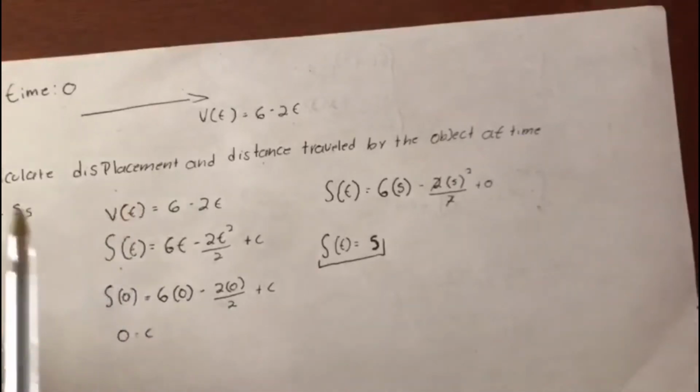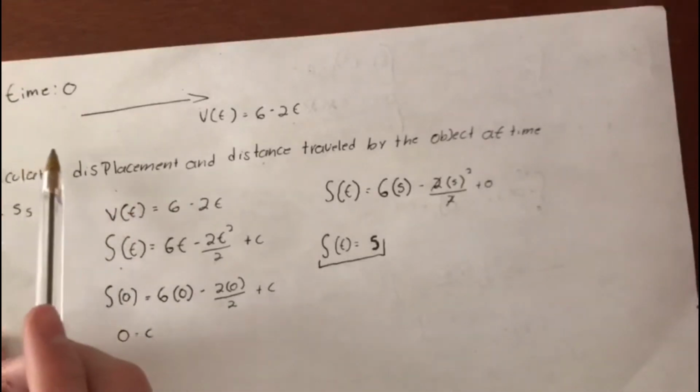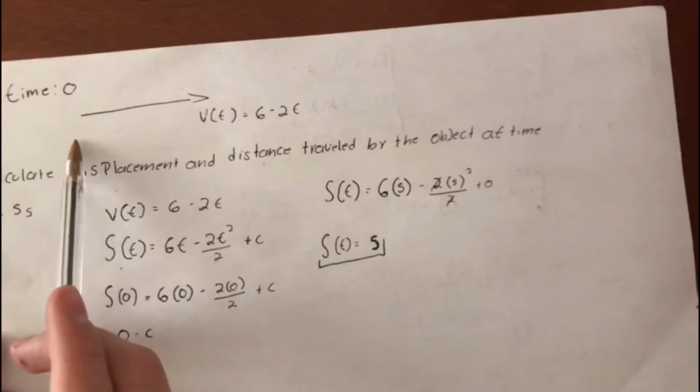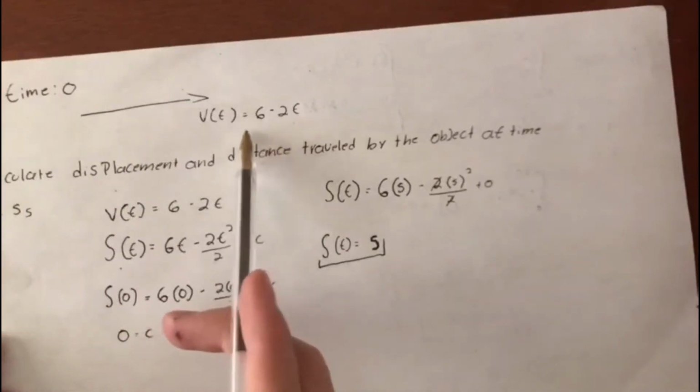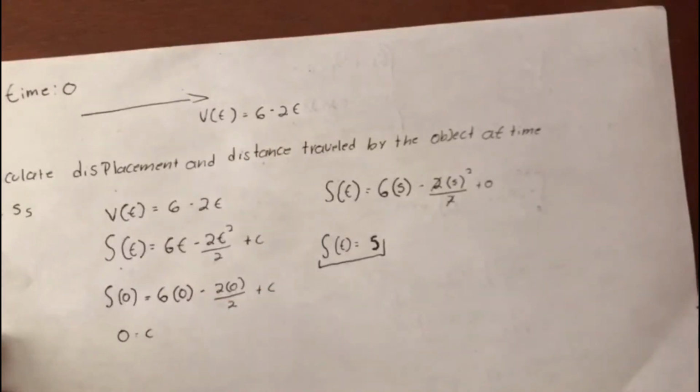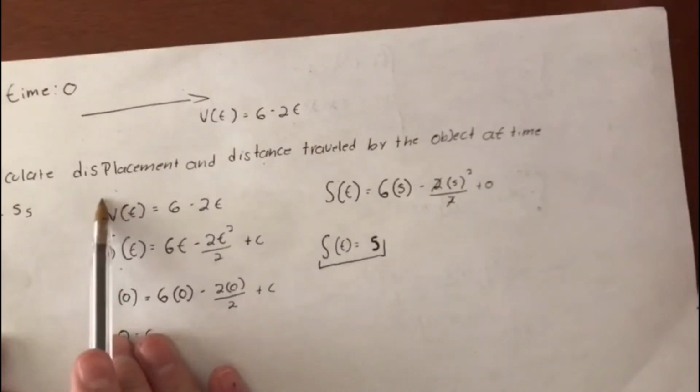Well, we're going to review problem 1. It says that an object is moving in a straight line. When time is 0, this is the velocity, 6 minus 2t. So we need to get displacement and distance.